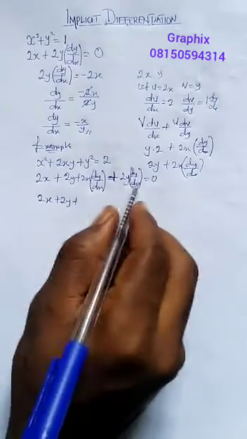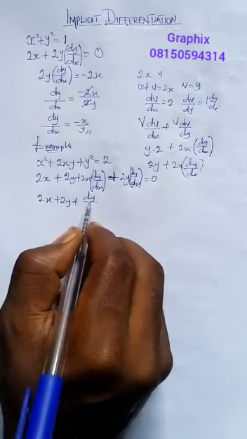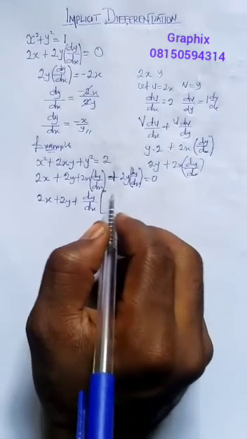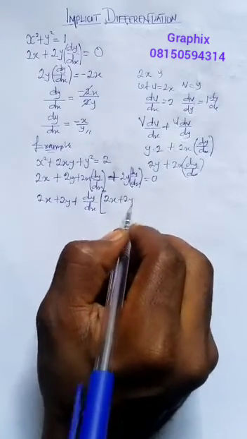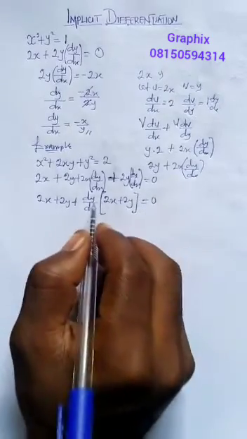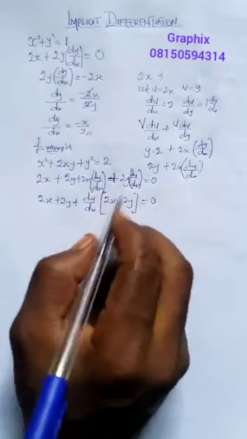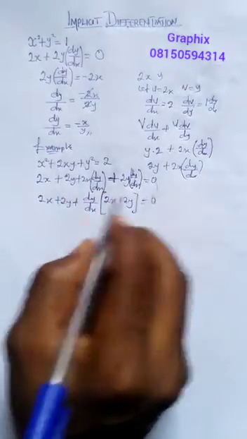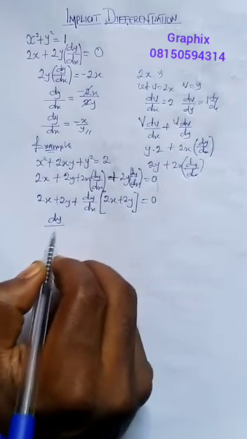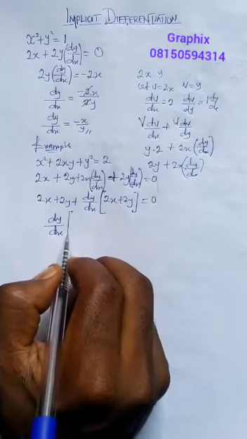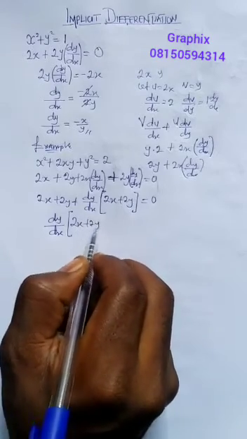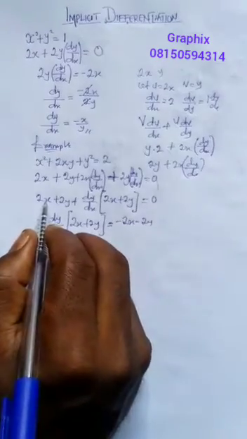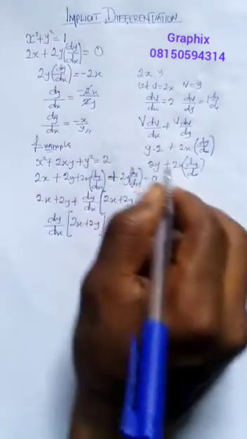So in the long run, I'll have 2x plus 2y, plus dy over dx is common here, dy over dx, open bracket, 2x plus 2y equals 0, because dy over dx times 2x will give you 2x dy over dx, and dy over dx times 2y will give you 2y dy over dx. Now I'll take this to the other side. So I'll have dy over dx times the bracket 2x plus 2y equals minus 2x minus 2y, because when 2x comes here it becomes minus 2x, and when 2y comes it becomes minus 2y.